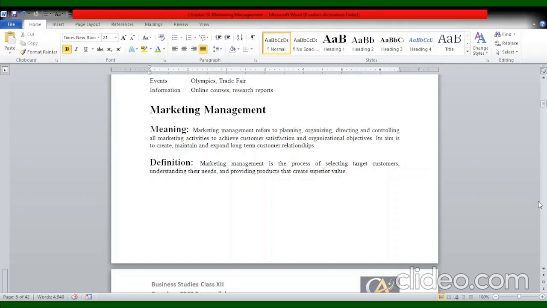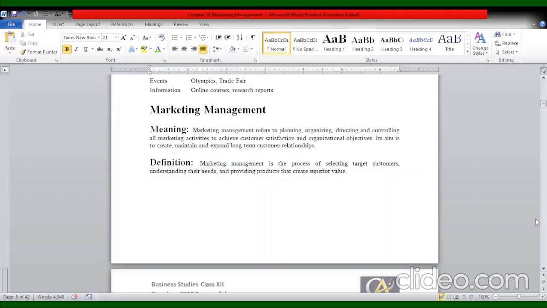It aims to create, maintain, and expand long-term customer relationships. So what is the definition? Marketing management is the process of selecting the target customer, understanding their needs, and providing products that create superior value. So this is the basic definition of marketing, apart from the main concept.